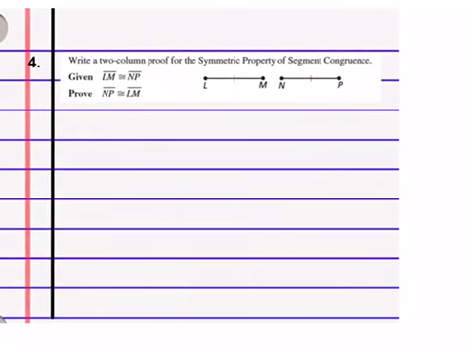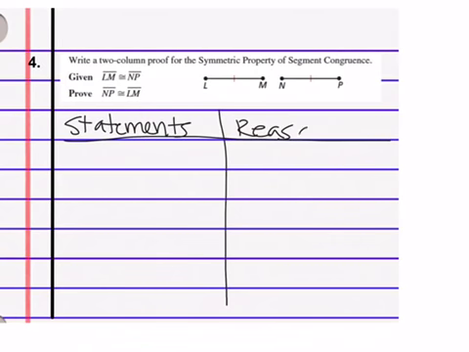All right, example 4. Write a 2-column proof for the symmetric property of segment congruence. So I'm going to go ahead and set up my 2-column T-chart. I'm going to put statements on the left, reasons on the right, and let's look at this. It says given LM is congruent to NP, and it shows you that as well. It has 1 tick and 1 tick. That means they're congruent. My goal is to prove that NP is congruent to LM.